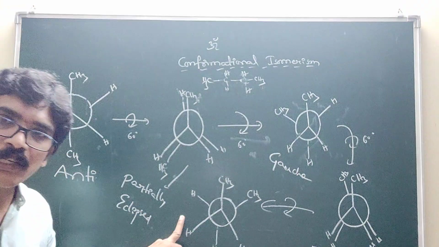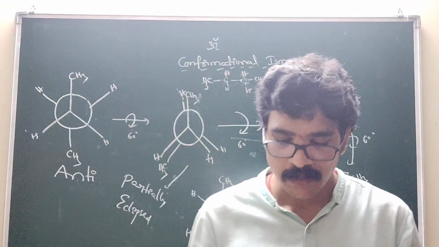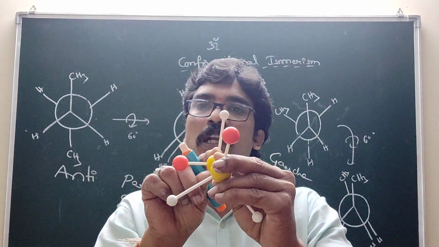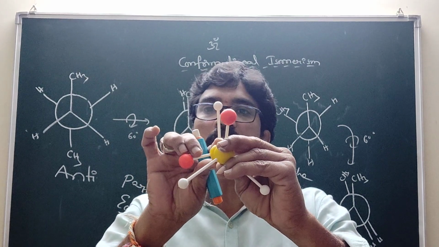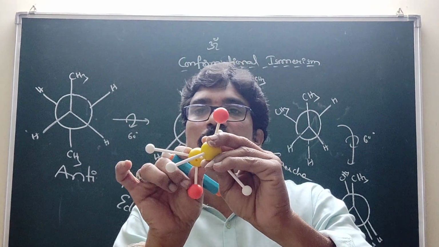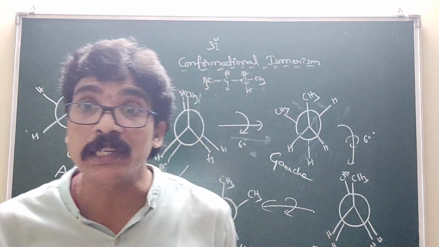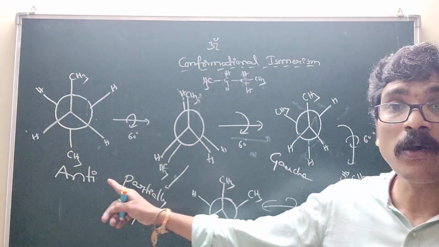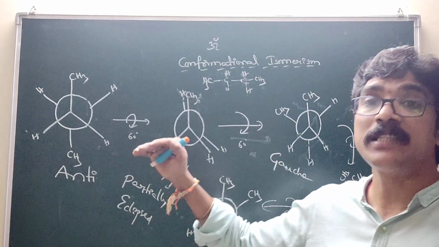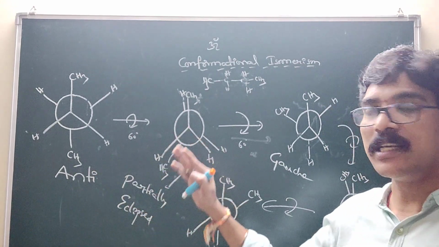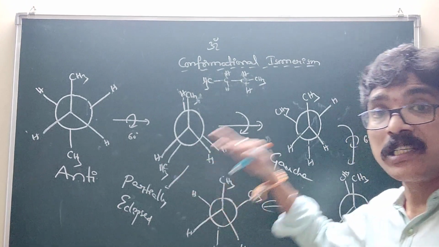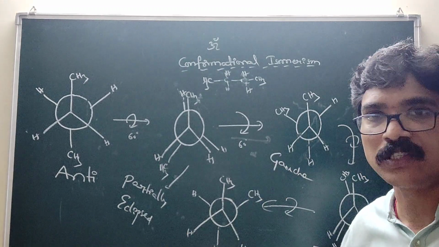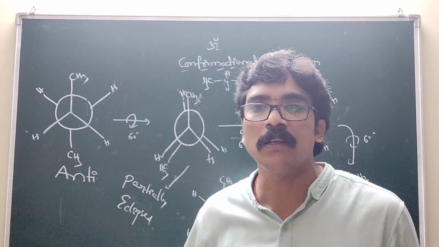Again, if you rotate the next one, what happens? This methyl is like this methyl, Gauche form. If you rotate, what happens? Partially eclipsed. Next one, and so on, again anti. So if you rotate 60 degrees, what are the forms once again? First form is the anti form. If anti form is taken as a 0 degree angle, rotate 60 degrees, then partially eclipsed. Rotate 60 degrees, Gauche. Rotate 60 degrees, fully eclipsed. Rotate 60 degrees, Gauche. Rotate 60 degrees, partially eclipsed, and so on.